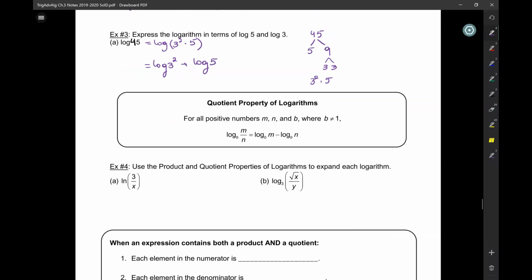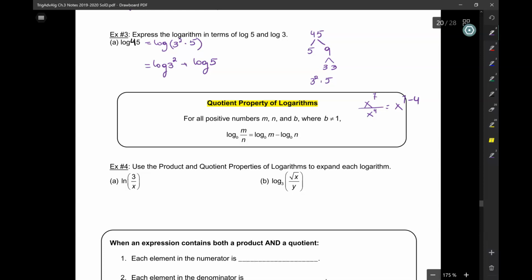Okay, so let's talk about quotient property now, right? Suppose you have x to the 7 over x to the 4. What is that? X to the what? What do you do to the exponents? Subtract. 7 minus 4, subtract.